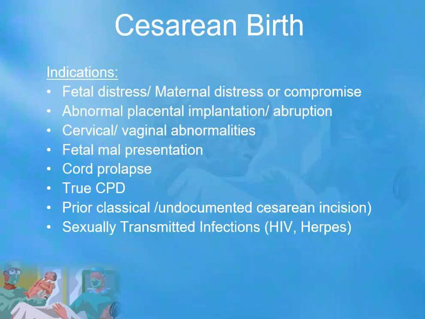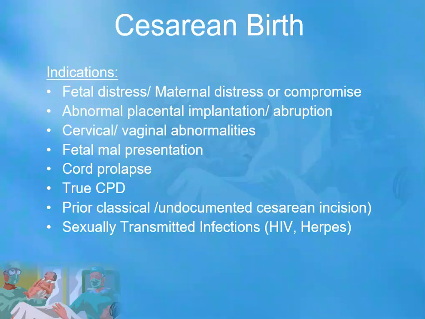Indications: fetal distress, maternal distress or compromise, so mama or baby in distress, abnormal placental implantation or an abruption. So if that placenta starts to tear off the wall of the uterus, it's called an abruption. And what happens is those vessels are busted and interfered with, so that oxygenated blood is not getting perfused properly to the baby. So the baby's going to go into distress very, very quickly.